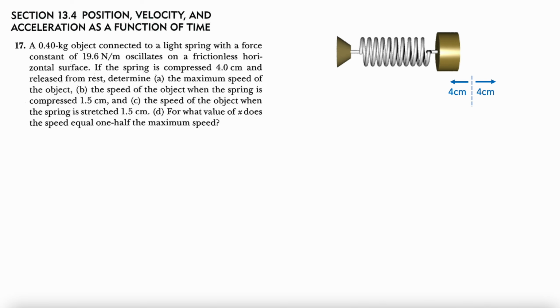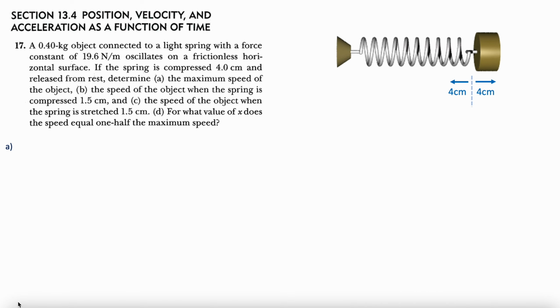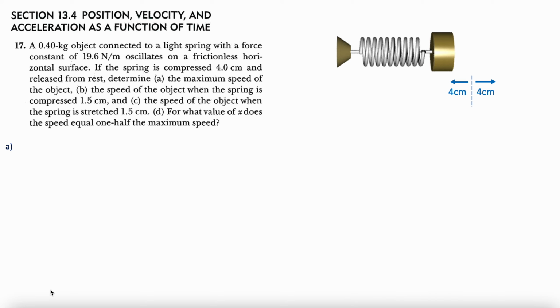So I've got a little diagram over here on the side. This right here marks the equilibrium position. Since we've compressed it 4 centimeters, we'll assume that it's going to oscillate 4 centimeters on each side of that. How do we figure out the maximum speed?